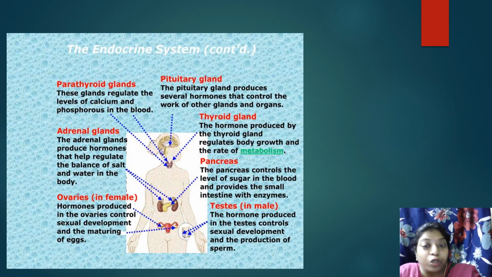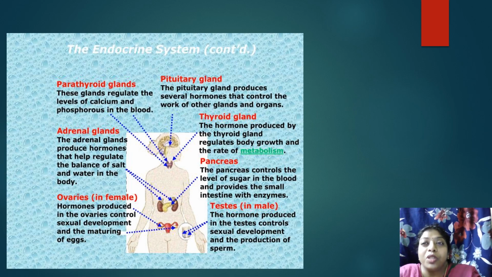That is the main character of this thyroid gland. And it also has the parathyroid glands. It secretes the necessary levels of calcium and phosphorus in our body. And of course, the adrenal glands. The adrenal glands produce the hormones that help to regulate and balance the salts and the water in our body.